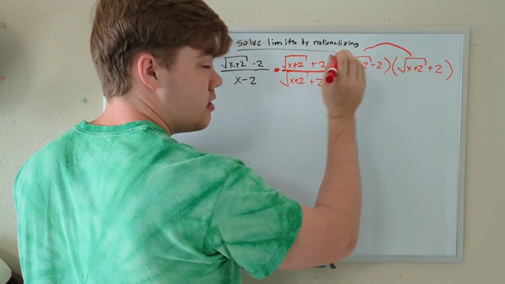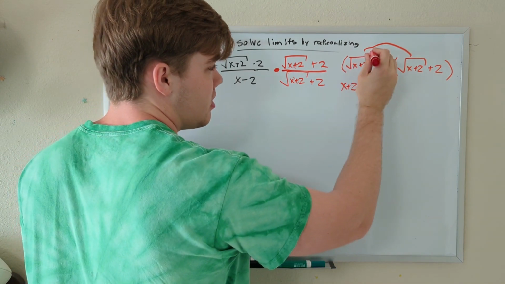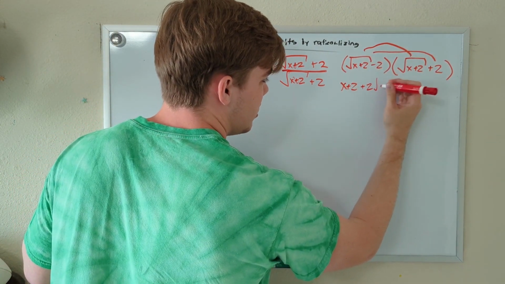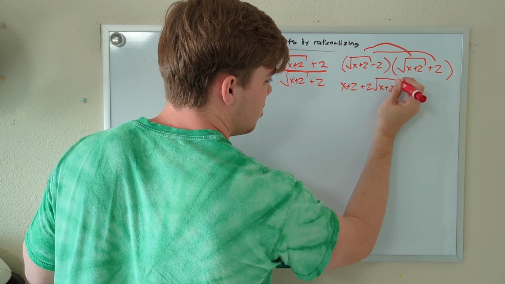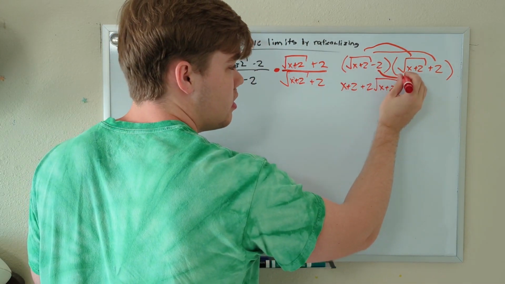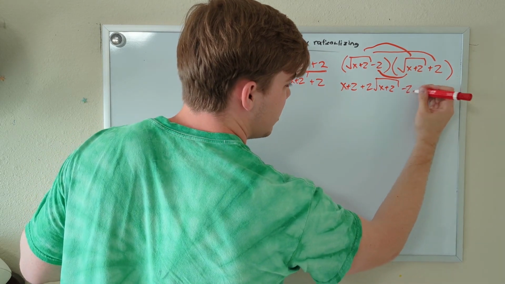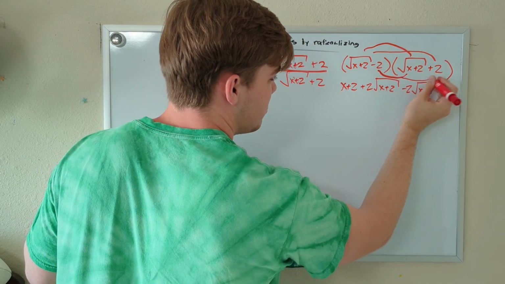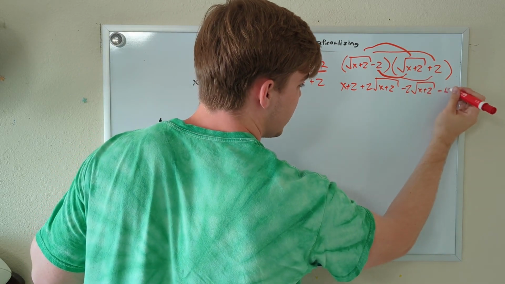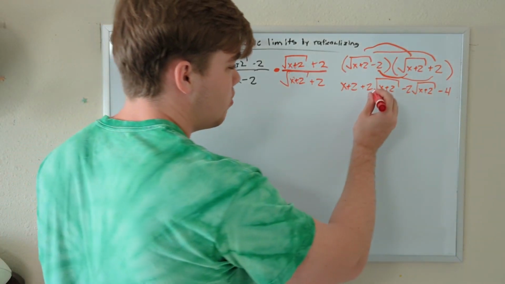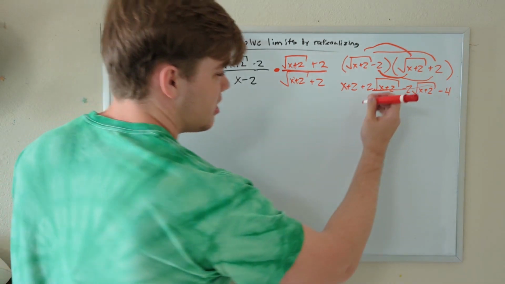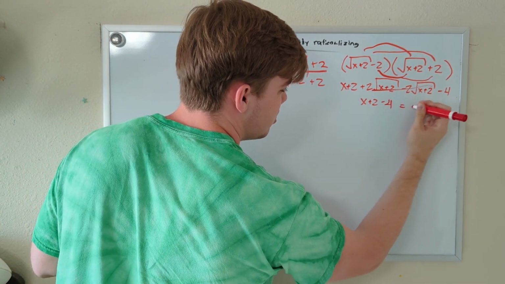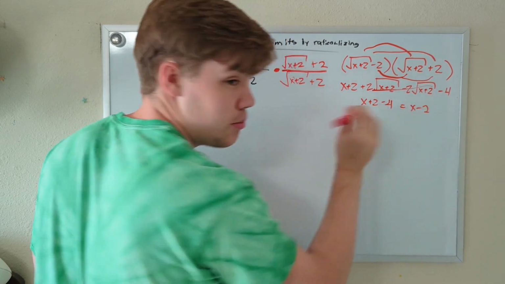Now we have the square root of x plus 2 times 2. So then we just have 2 times the square root of x plus 2. Next we have minus 2 times the square root of x plus 2. And lastly, we have negative 2 times 2, which is equal to negative 4. Once again, these two will cancel out. So then our value just turns into x plus 2 minus 4, which is equal to x minus 2. And this will be our numerator.